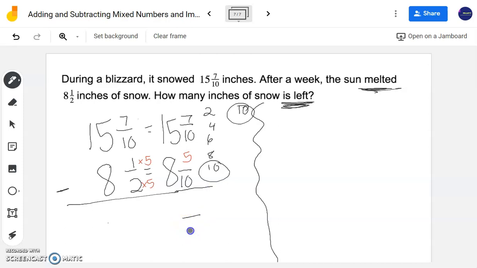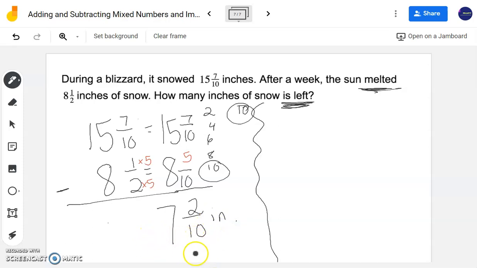So now I notice my denominators are the same. 7 minus 5 is 2. And now 15 minus 8 is 7. So that's telling me that how many inches of snow is left is 7 2/10 inches of snow is left.